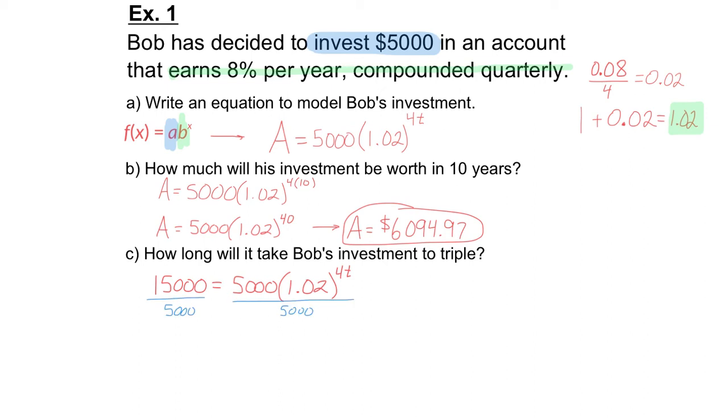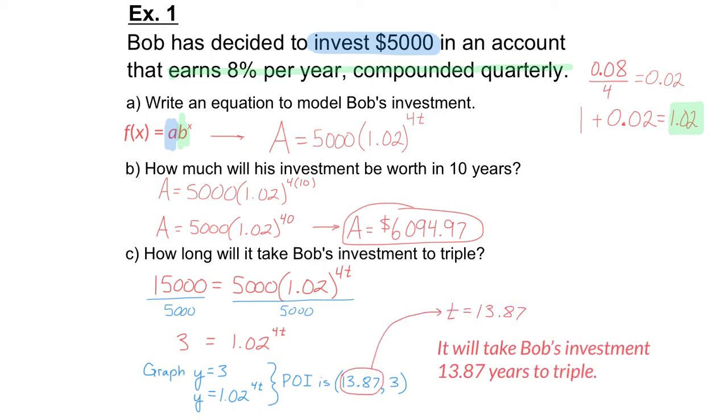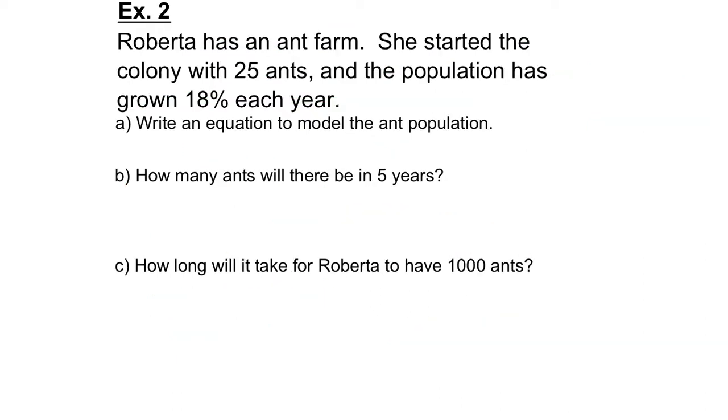Divide both sides by 5,000. And now I have a simpler equation, but I can't really make these have a common base. So I'm going to have to solve by graphing. So I'm going to graph y equals 3 and y equals 1.02 to the exponent 4t in Desmos. And I find my point of intersection, which tells me what t is equal to. So I can say it will take Bob's investment 13.87 years to triple.